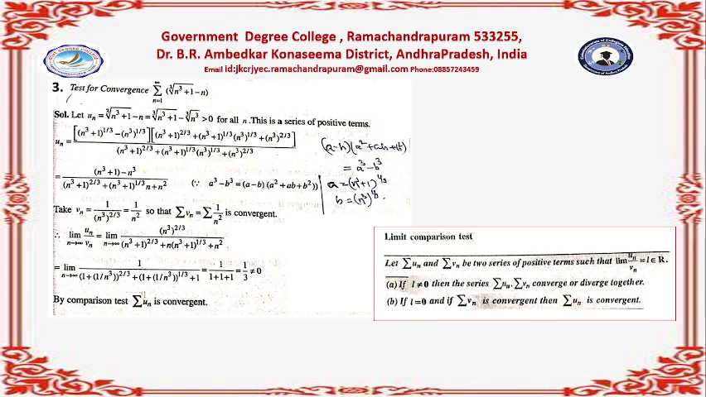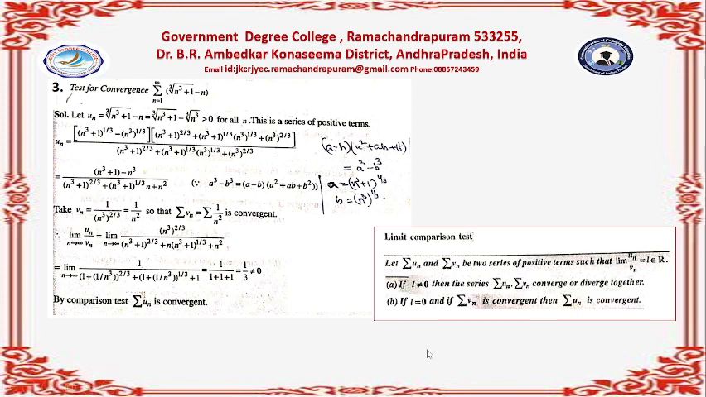So this becomes, the small modifications are there that I have shown in the class. So limit 1/(1 plus 1/n cube whole to the power of 2/3 plus (1 plus 1/n cube) whole to the power of 1/3 plus 1). That becomes 1/(1 plus 1 plus 1), that is equal to 1/3, which is not equal to 0. So by limit comparison test, summation un is convergent.